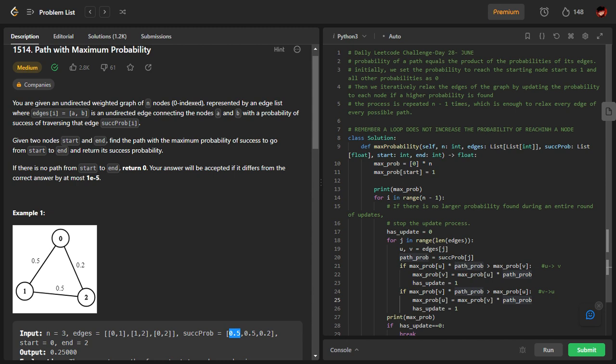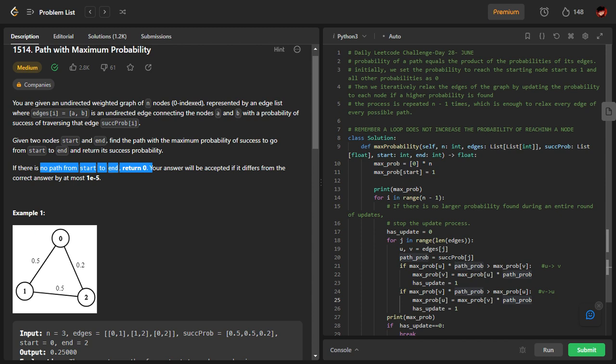Now come to the question again. Given two nodes start and end, find the path with maximum probability of success to go from start to end and return its success probability. I will again repeat: given the two nodes start and end, find the path with maximum probability of success to go from start to end and return the success probability. If there is no path from start to end, return 0.